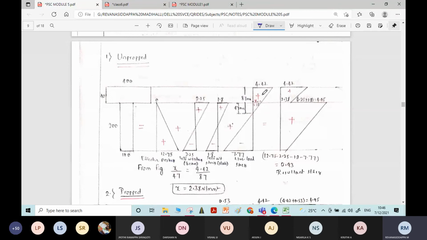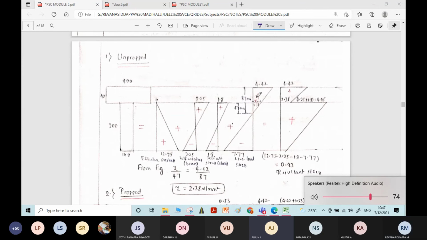Okay, understood, students? Do you want me to explain the stress distribution once again? Please reply. Sir, how to calculate the X values? Yes, sir, I will tell you. This much you understood, no? These diagrams you understood, no? Writing the diagram you understood, no? The calculation part I will explain.